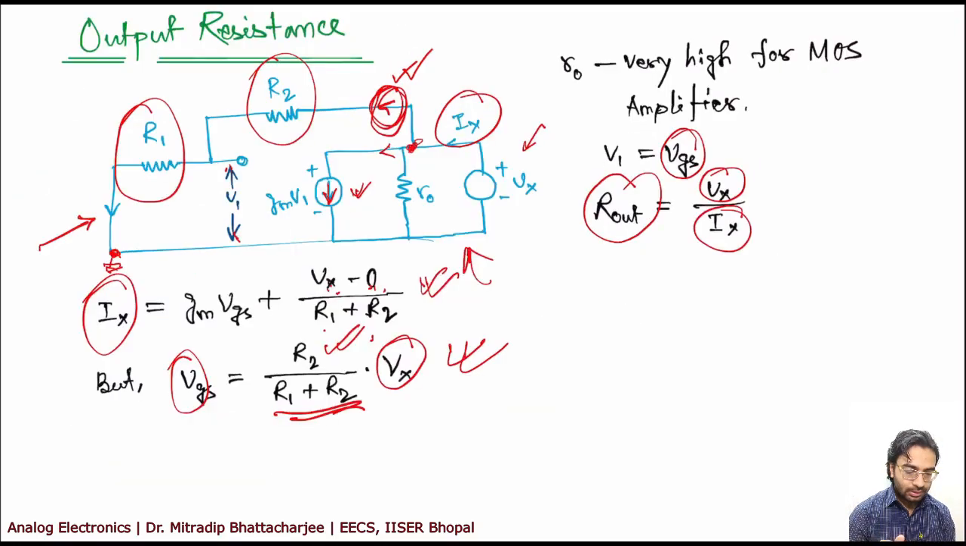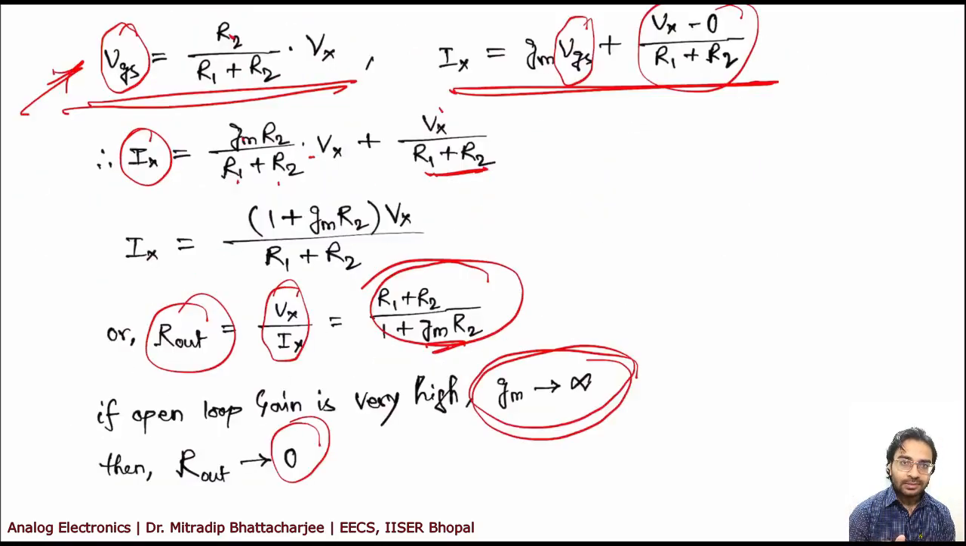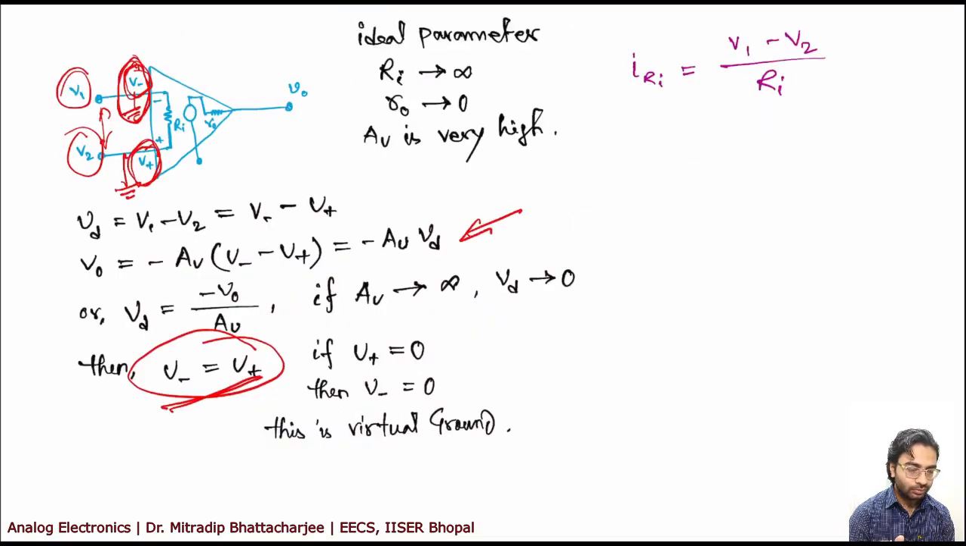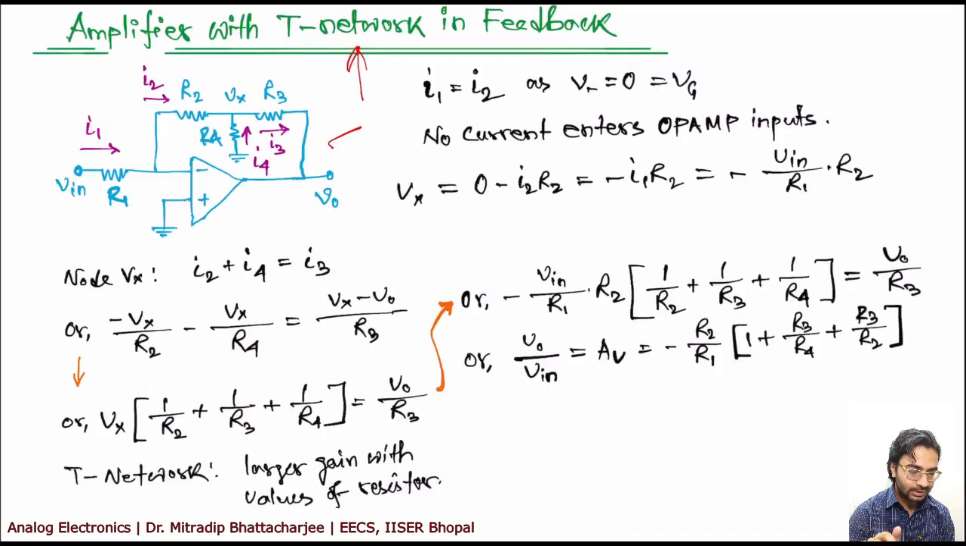So in this case, I was discussing this T network. One thing is clear, that R2 you can't increase as much as you can. That is not possible. There is a limitation. So what if we use a T network in such a situation?